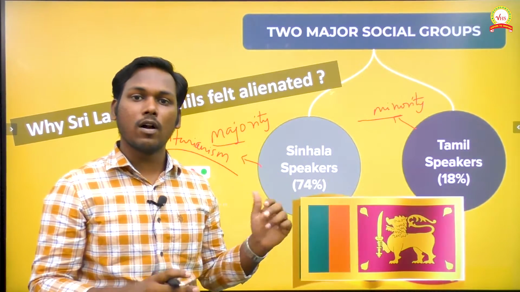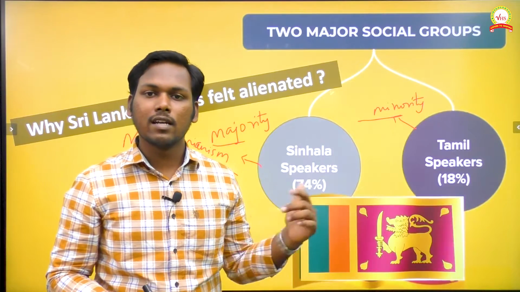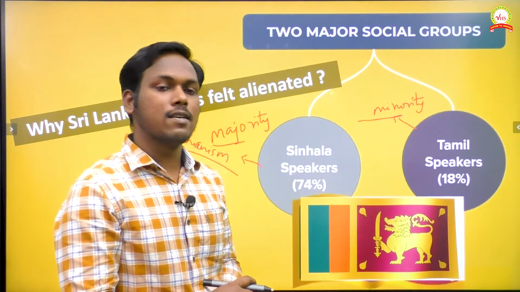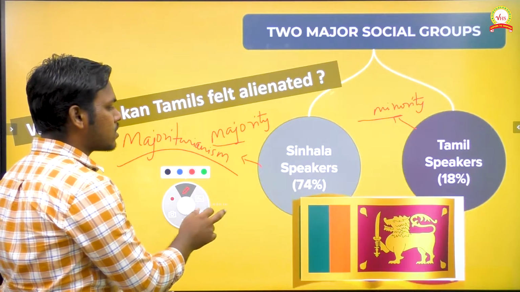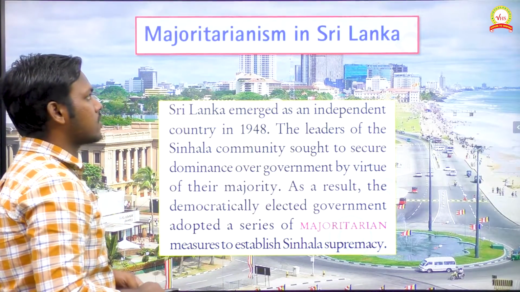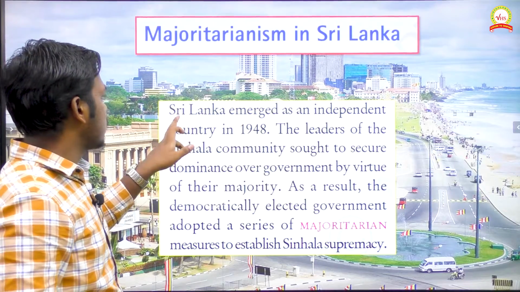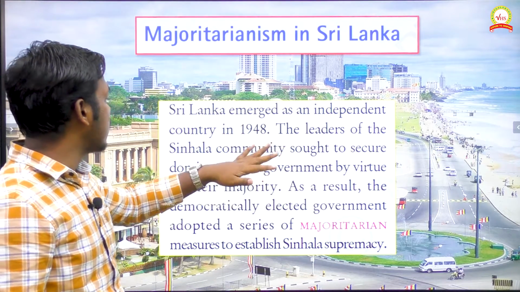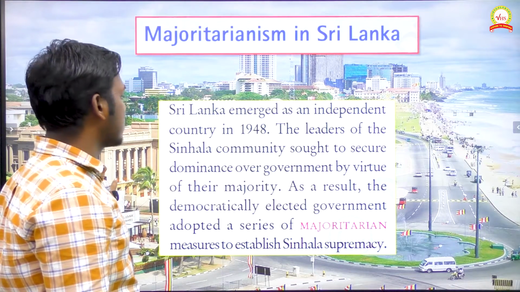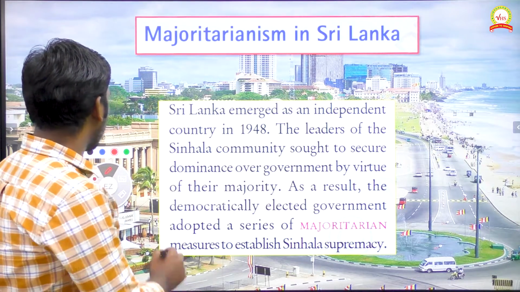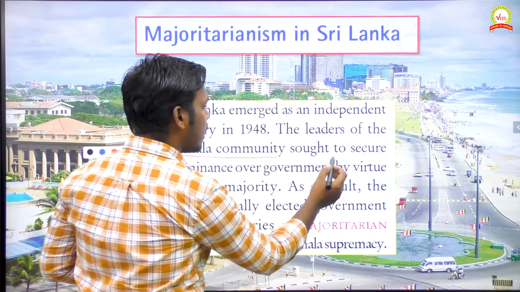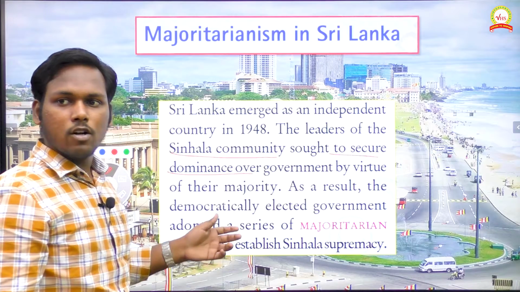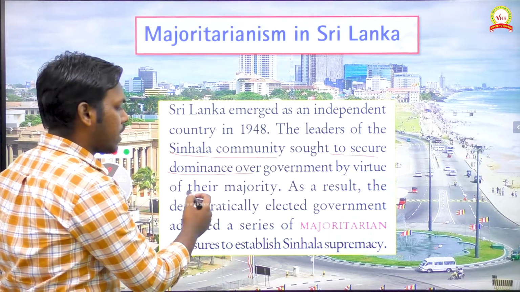But this was not done in Sri Lanka at that time. They didn't respect others' feelings. That is the main reason for the civil war. They started imposing a lot of acts. They followed majoritarianism. Sri Lanka emerged as an independent country in 1948, and the leaders of the Sinhala communities sought to secure dominance over the government. So they started dominating other people, being the majority.